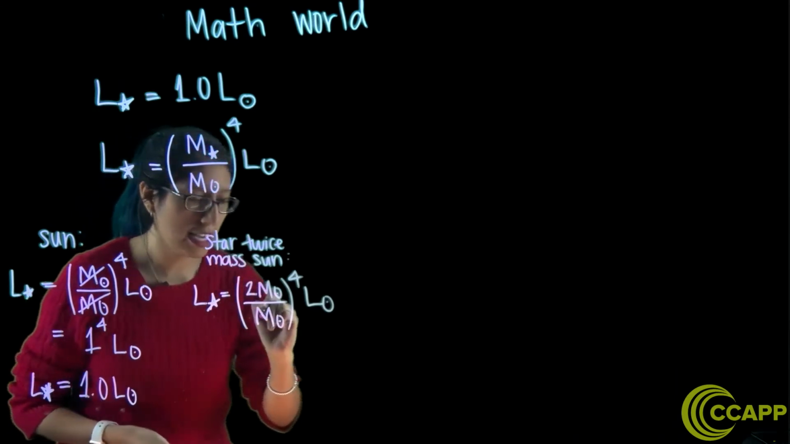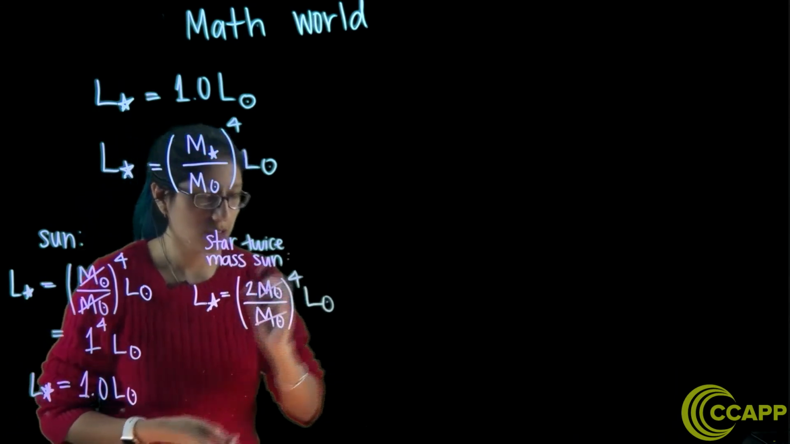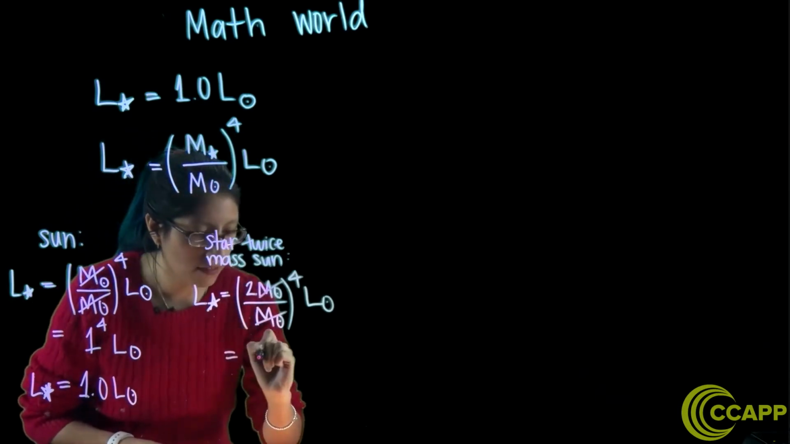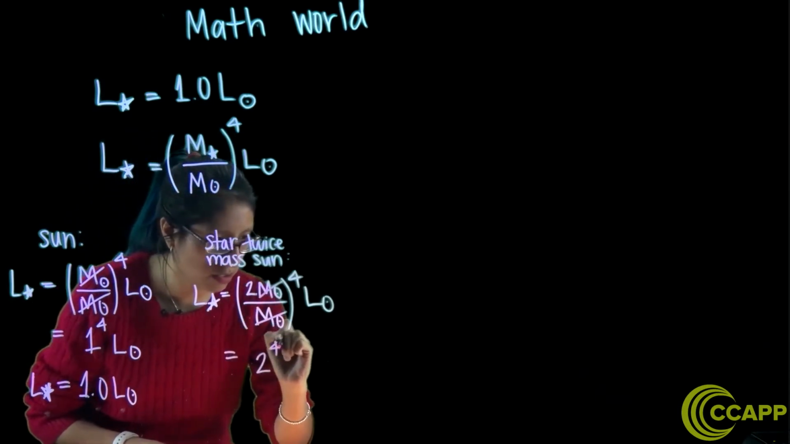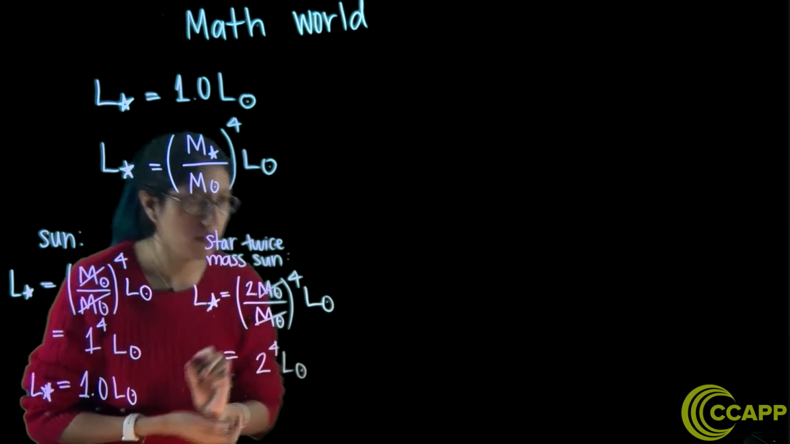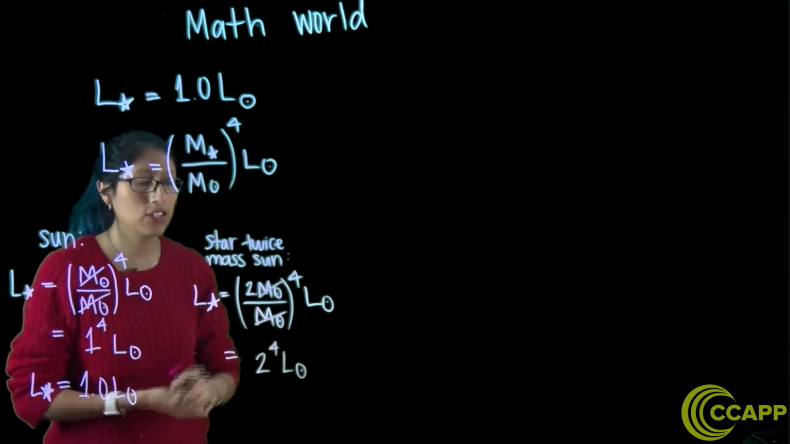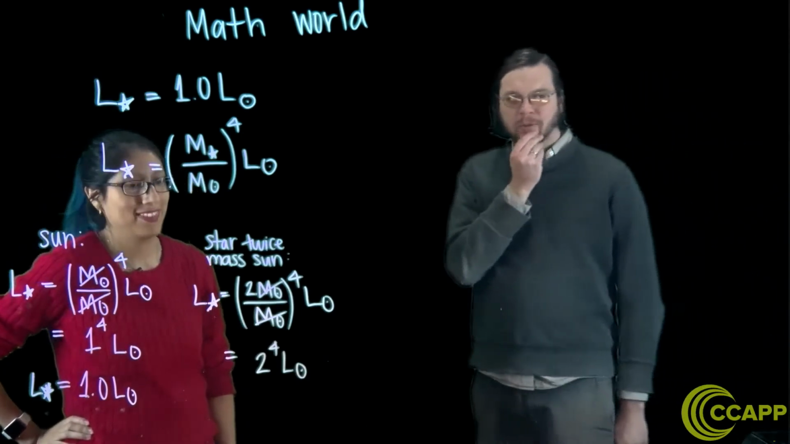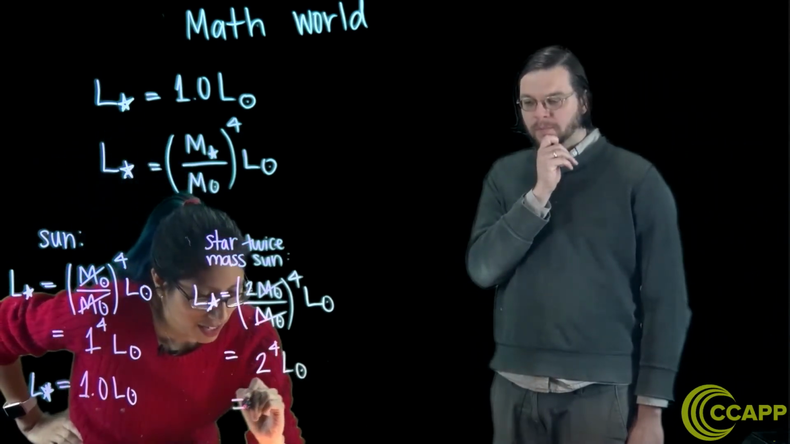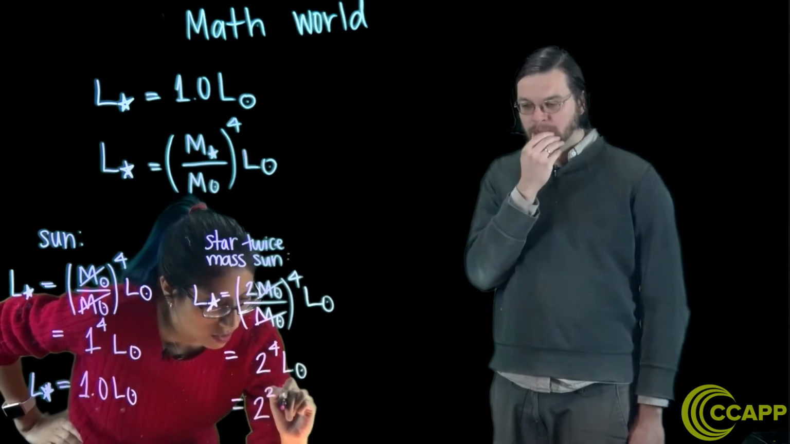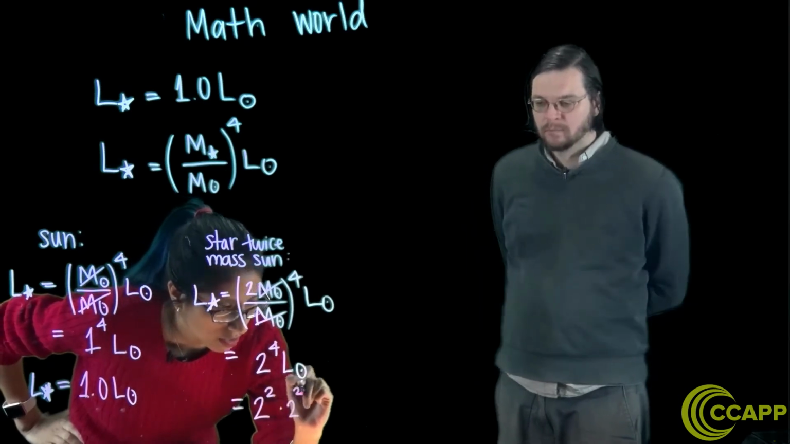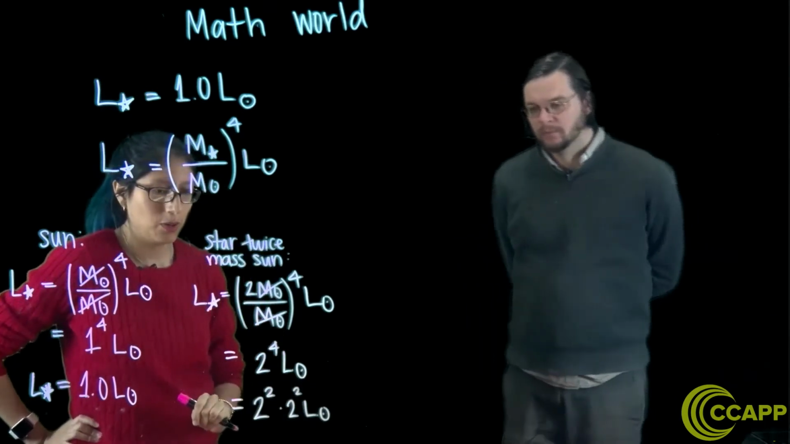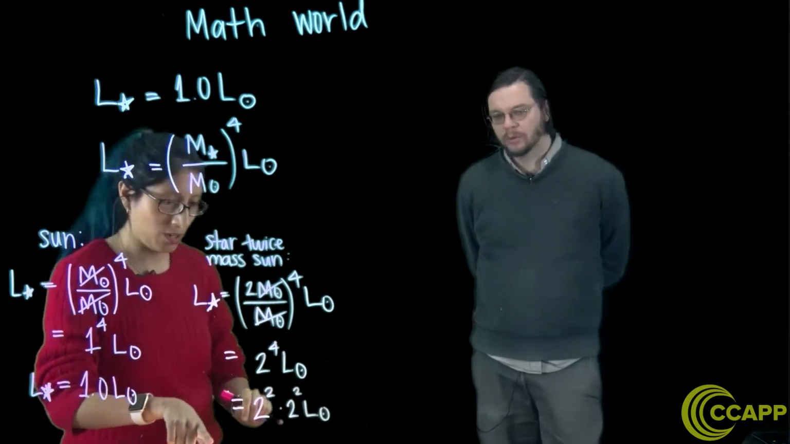So again, these two cancel out because they're on the numerator and on the denominator. And we're going to have 2 to the 4th power times the luminosity of the sun. And 2 to the 4th power is... So it'd be 2 squared times 2 squared, right? Right, we can write this out as 2 squared times 2 squared times the luminosity of the sun. And we know that 2 squared is 4.